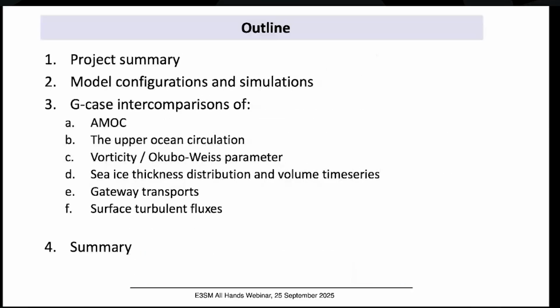So just a brief outline. I'll give you a one slide project summary, discuss a few things about the model configuration and simulations, and then show a number of intercomparisons of several G cases, V3 G cases with different model configurations that are currently standard configuration on the E3SM options. I'll start with the intercomparison of AMOC simulations, the upper ocean circulation, vorticity of Kubo ice parameter, sea ice thickness distribution, volume time series, gateway transport, surface turbulent fluxes, and summary. I hope I can cover this all together in the next 20 minutes or so.